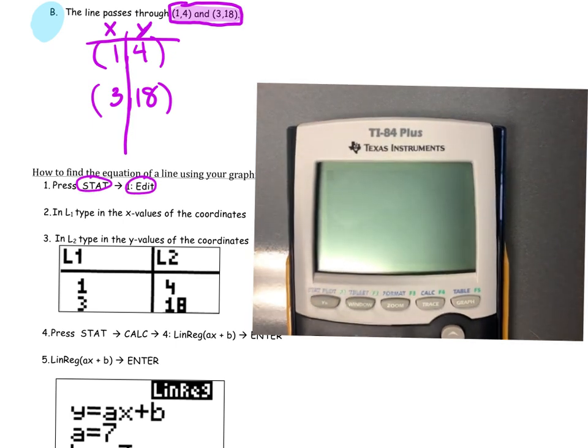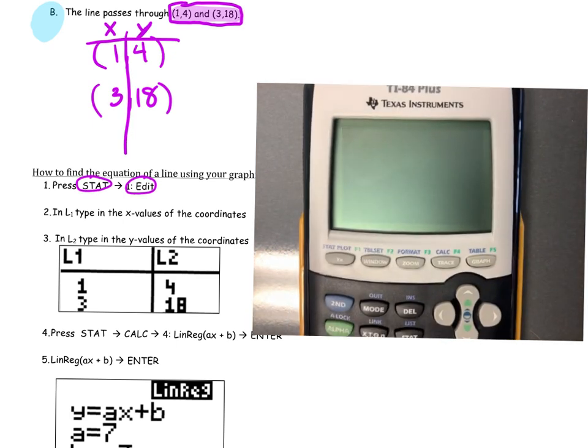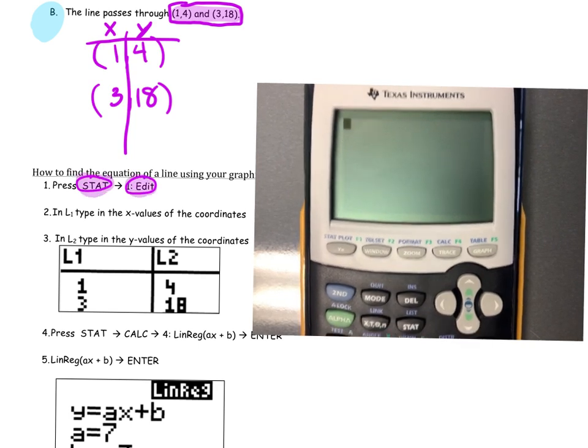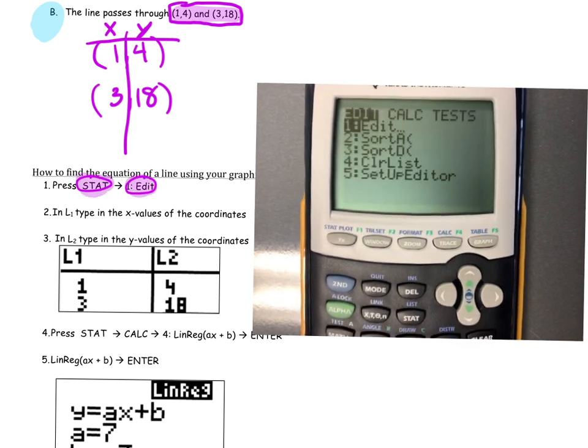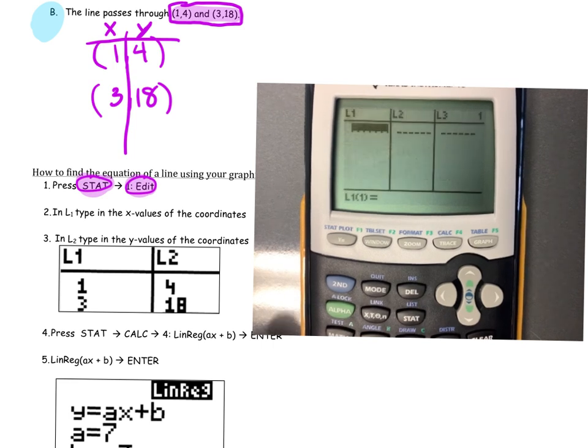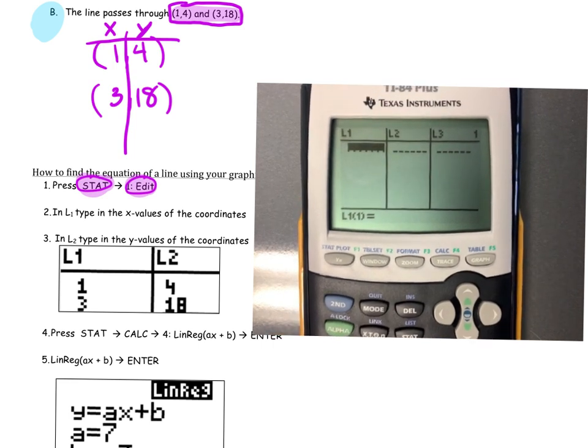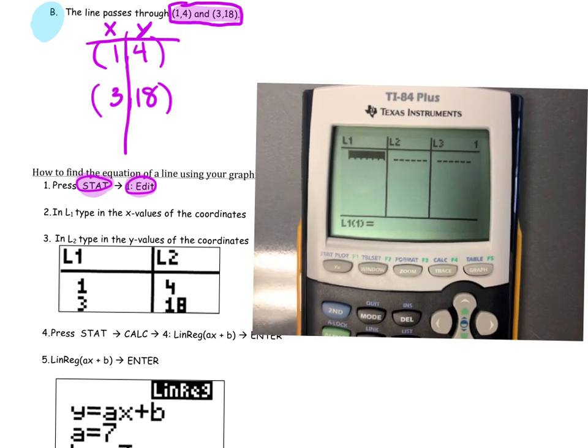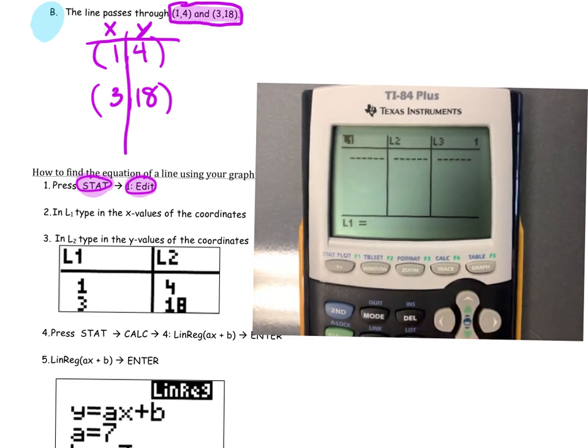Okay, and we're going to line them up one under the other. So the first step we're going to do is click Stat, Edit. So here's my Stat button. Click Enter on Edit, and we're going to enter our information into L1 and L2. Remember, if you need to clear out L1 and L2, you highlight up to the top, click Clear, Enter.